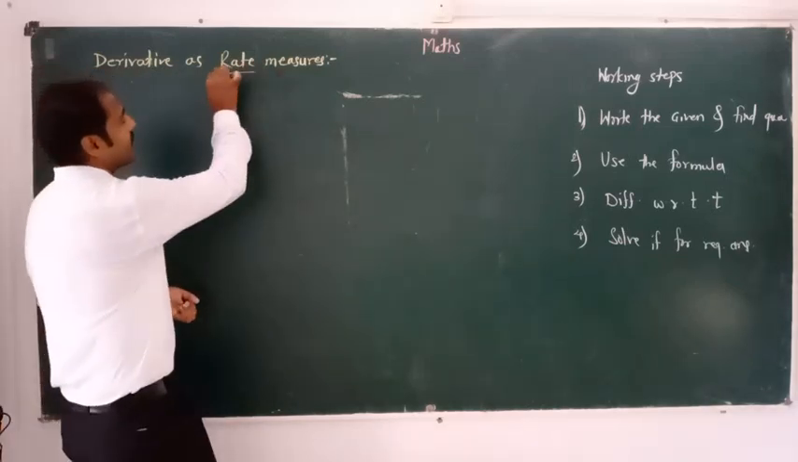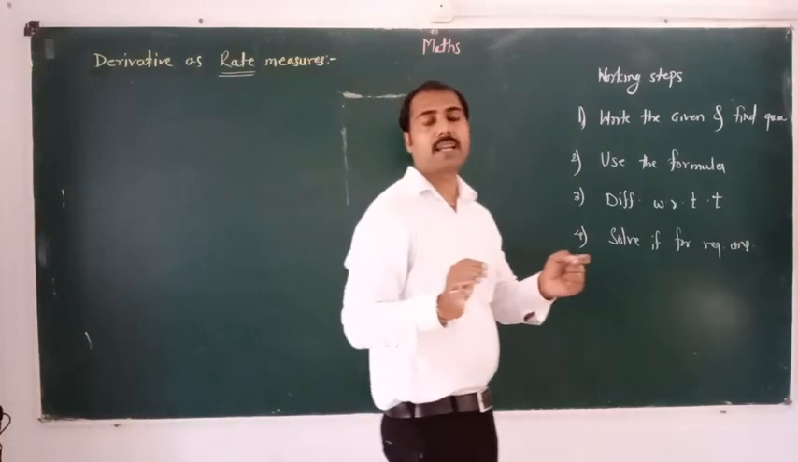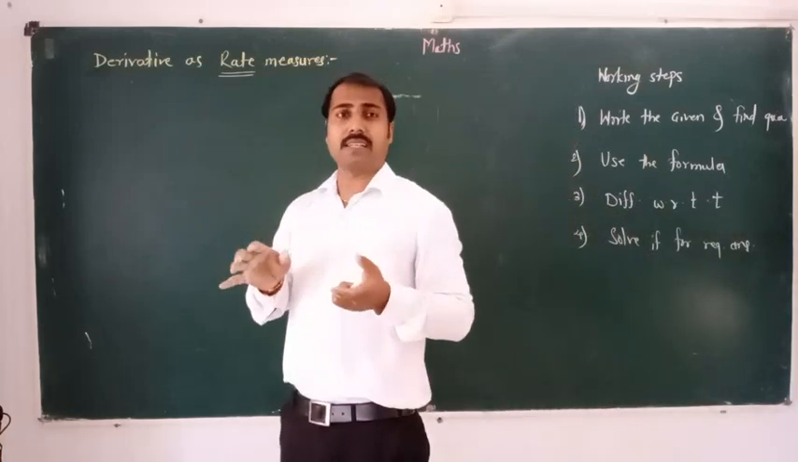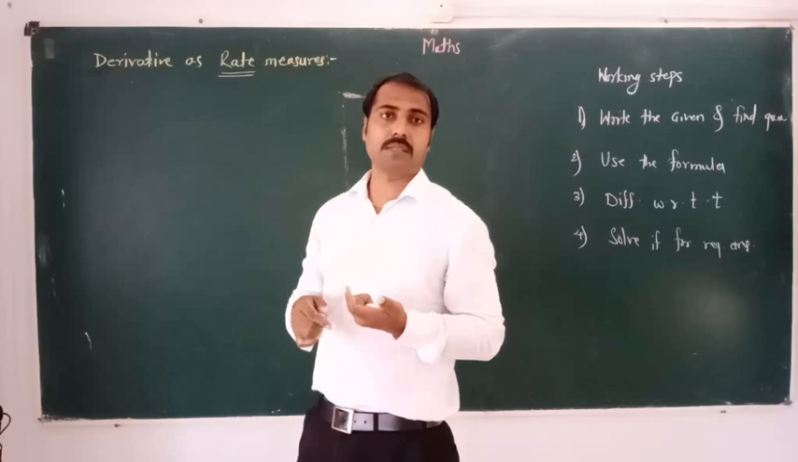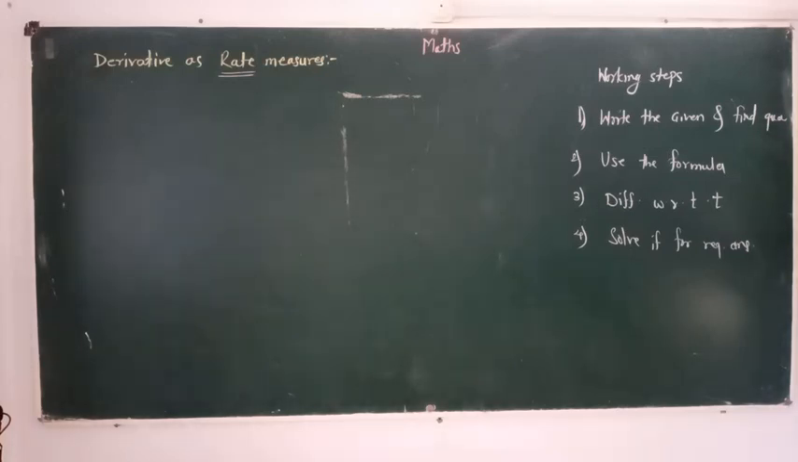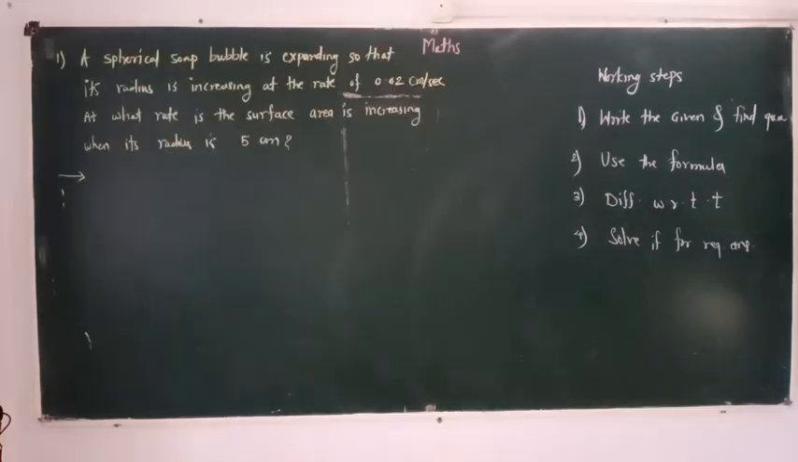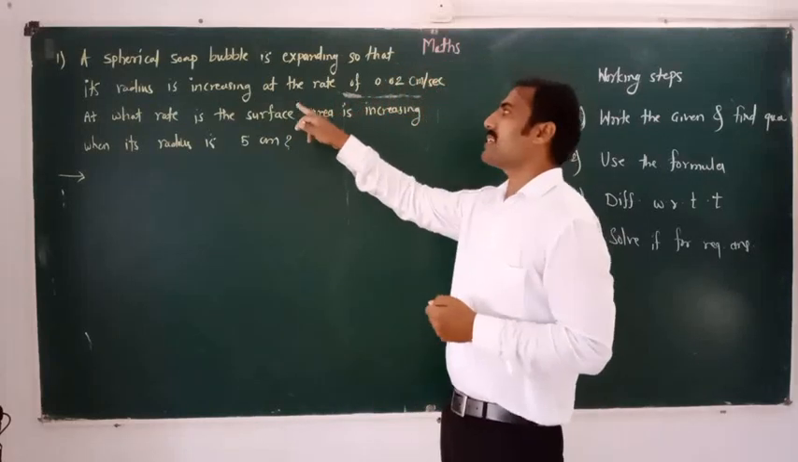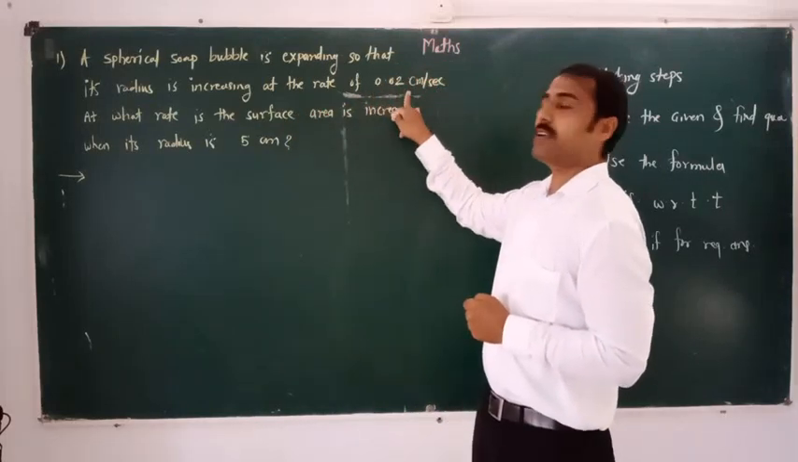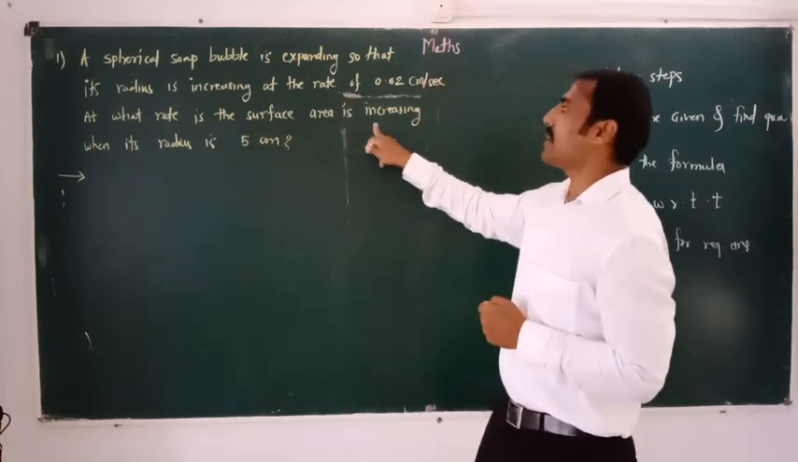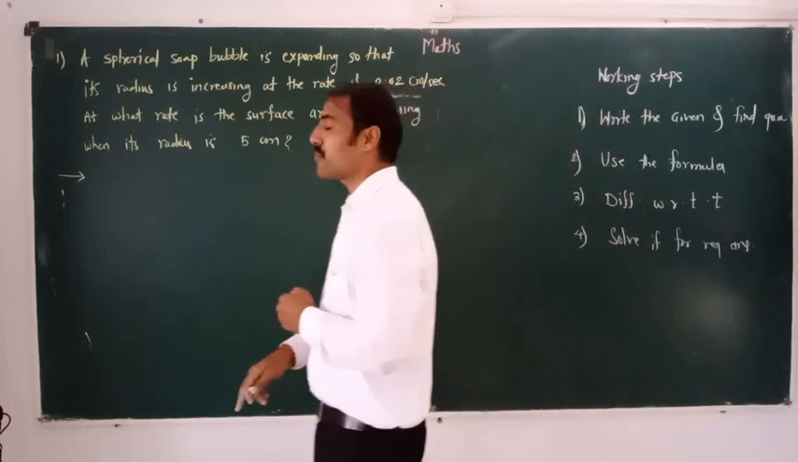How do we identify that the example is on rate measures? Clearly it is a word problem, and the word rate is there in the examples. So starting with first example: a spherical soap bubble is expanding so that its radius is increasing at the rate of 0.02 centimeter per second. At what rate is the surface area increasing when its radius is 5 centimeter?